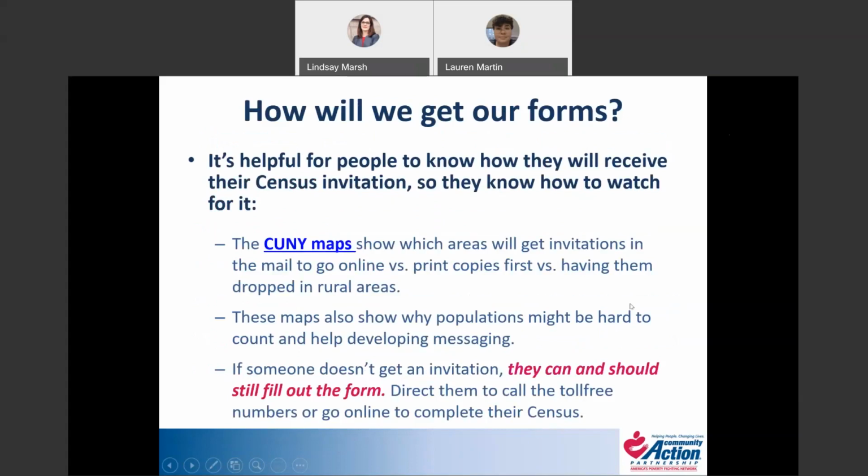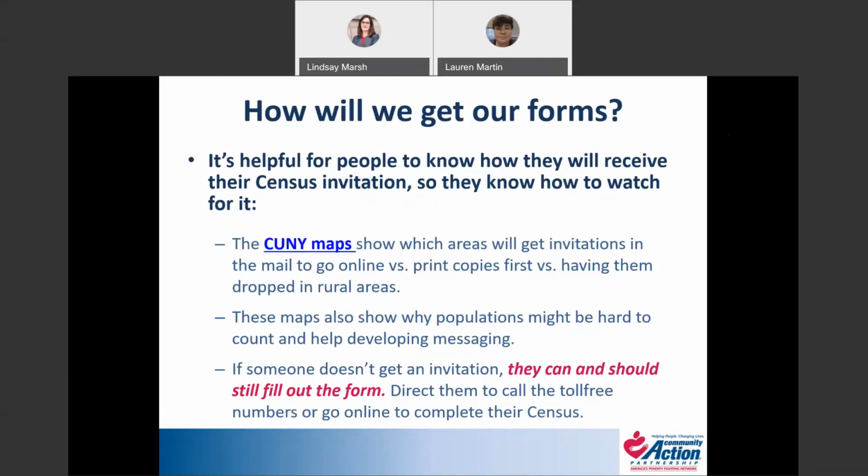So I mentioned that some people will get paper forms automatically, and some people will get just online invitations to go call the hotlines or to go online to my2020census.gov. There's a later segment in our Train the Trainer that goes over the CUNY Maps, which is the City University of New York, and the Census Bureau's Rome Maps. The CUNY Map has an overlay that shows you how people will get some of those invitations.